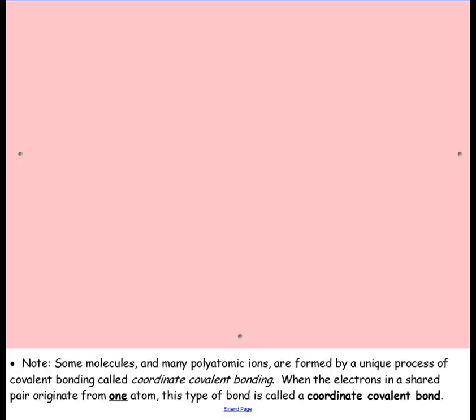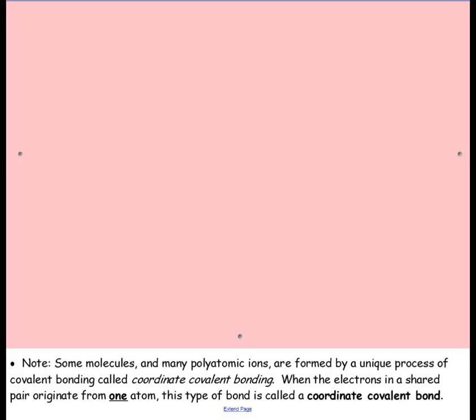So what is coordinate covalent bonding? Well, to coordinate something is to organize it, and usually when you have a coordinator, they do a lot of the work on their own, or at least they lead. Coordinate covalent bonding has one atom leading the sharing of electrons, to the extent that the electrons in the shared pair originate from that one atom. And when this happens, this is called a coordinate covalent bond. It's not a giving of electrons, it's a sharing of electrons that originated from only one of the atoms. And it's unique, and not all molecules include this type of bonding. So that's why we wanted to look at some examples here.